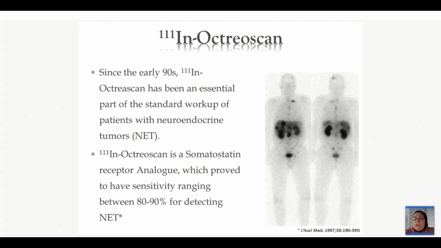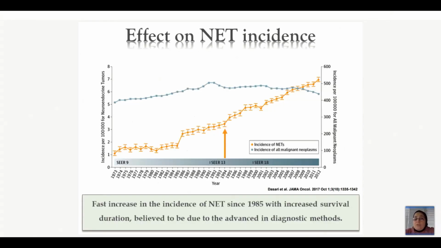Since the development of Octoscan, it became an essential part of the standard workup of patients with neuroendocrine tumor. It has a very high sensitivity, 80 to 90%, and it resulted in a steady increase in the incidence. The incidence of a tumor means the number of new patients with the disease every year. This is showing you, based on our national SEER data, from 1973 all the way to 2012.